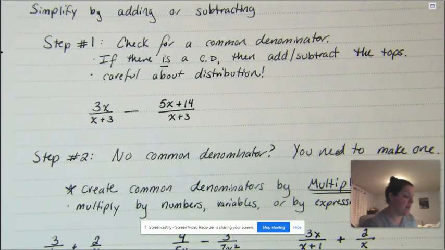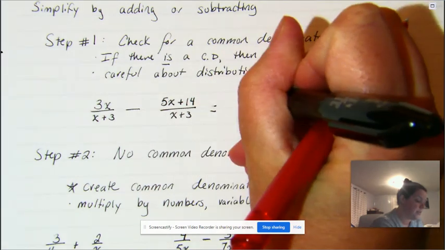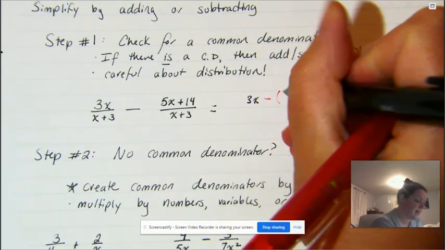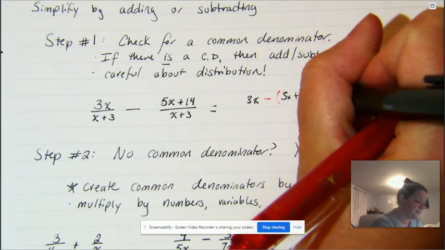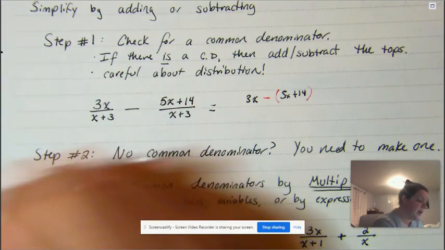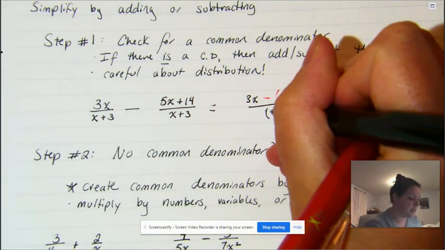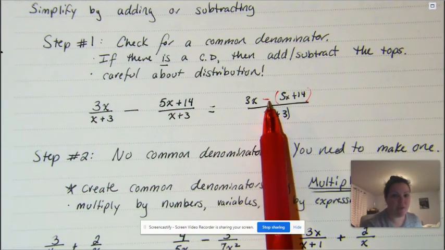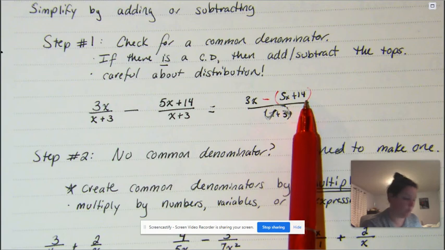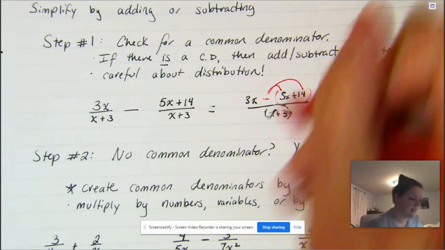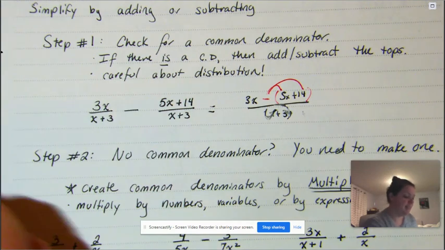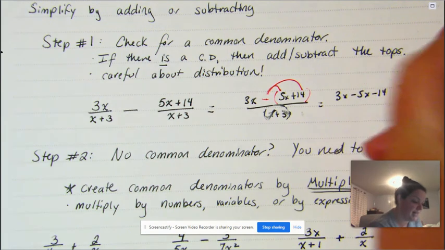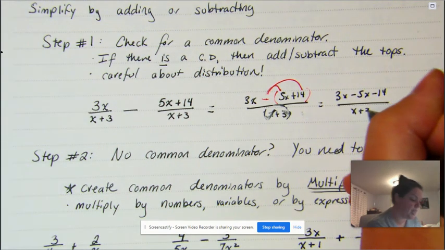So my new fraction might look something a little bit like this. The 3x is going to subtract with 5x plus 14, and that's going to be all over my common denominator of x plus 3. So this subtraction sign will have to distribute to both the 5x and the 14. So I'm going to distribute that negative sign to the 5x and the 14. This is what we're going to end up with: 3x minus 5x minus 14 all over that x plus 3 common denominator.